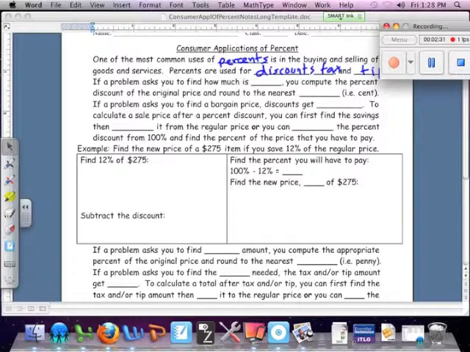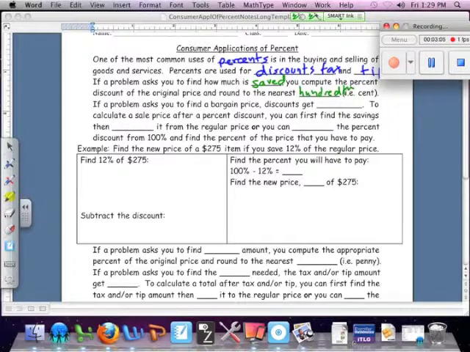All right. So if a problem asks you to find out how much is saved, you compute the percent discount of the original price and round to the nearest hundredth, because money goes to the cent, which is a hundredth of a dollar. And that's why a lot of times when I'm dealing with percent of a number in a money situation, I just use the decimal version of the percent, if it's not like an easy mental math type of scenario.